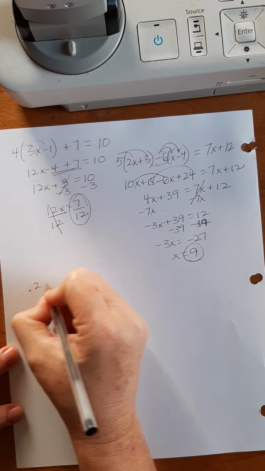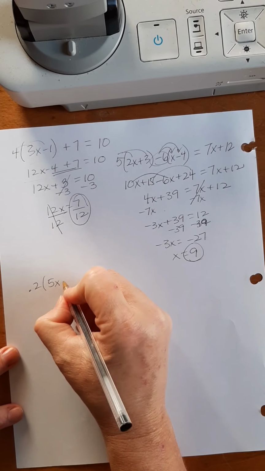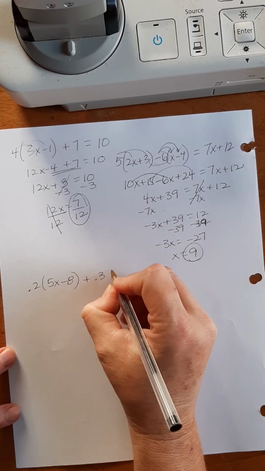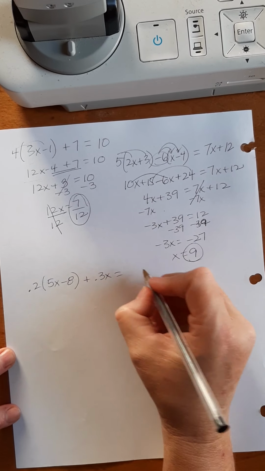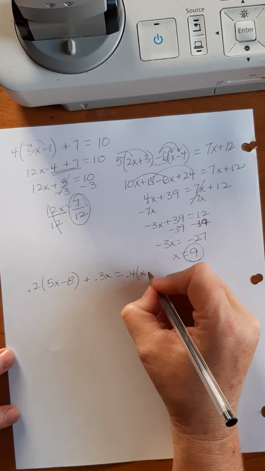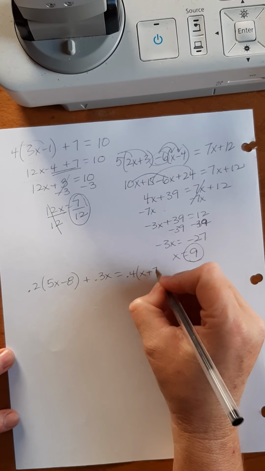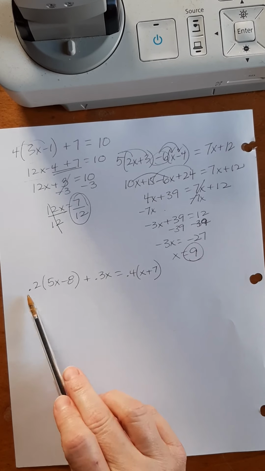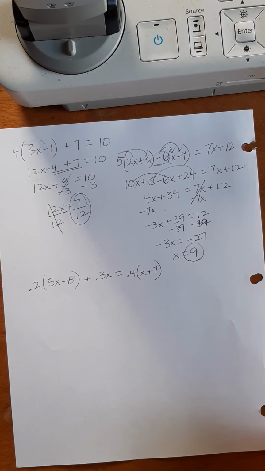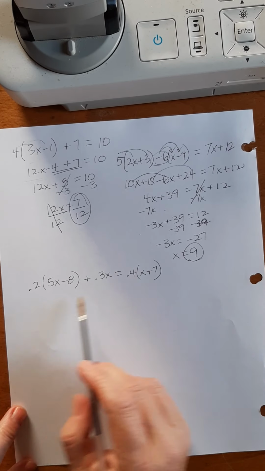Let's say I did 0.2 times 5x minus 8 plus 0.3x equals 0.4 times, I don't know, x plus 7. Well, you could distribute with the decimals, do it all that way. And I know if you've got your calculators, it's not that big of a deal. But you know me, I don't like to use calculators unless I have to, just because it's easier to do it in my head and by hand.